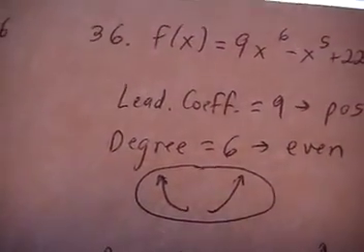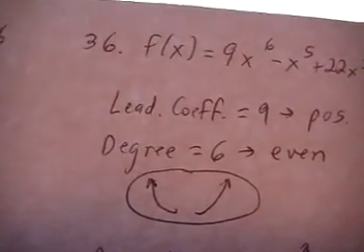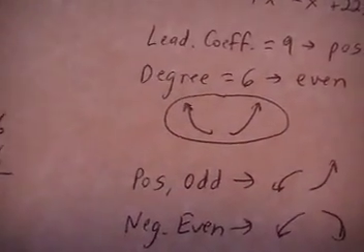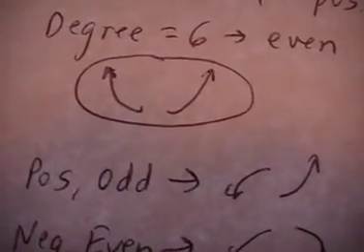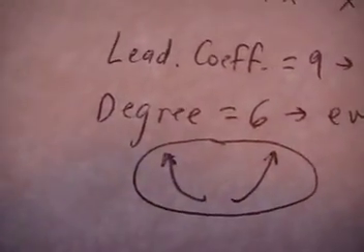And just to review all the cases, there's 4 possible cases. If you get a positive odd, then it acts like an x to the third and it'll fall on the left and rise on the right. And I just memorized these two. If I get a positive even, it looks like this. Positive odd looks like this.